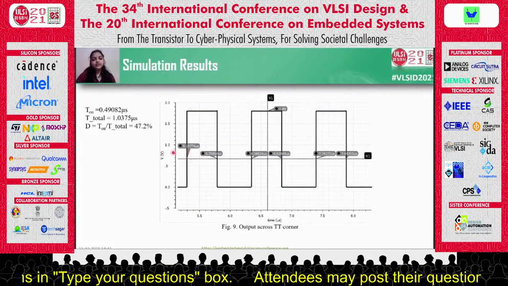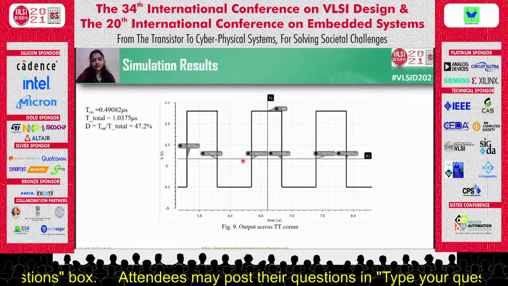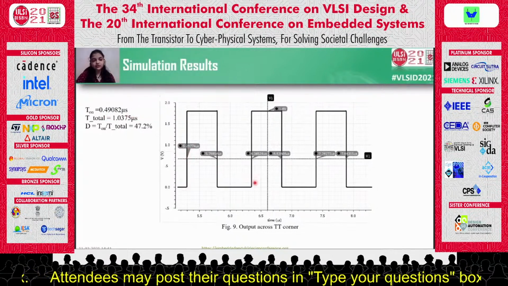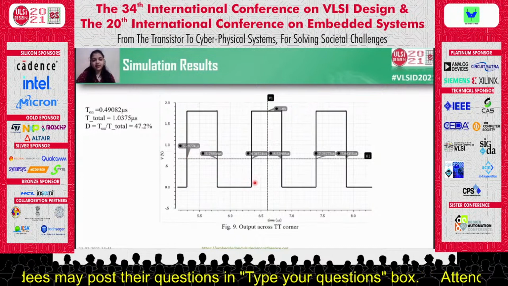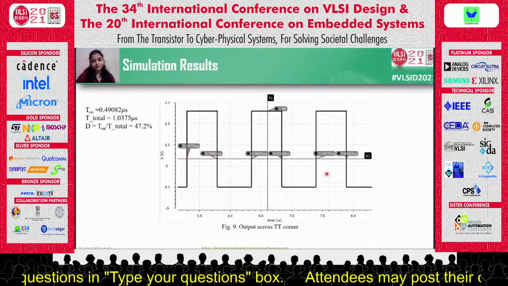The T on was equal to 0.49082 microseconds and total time was 1.0375 microseconds. Hence the duty cycle turned out to be 47.2%.